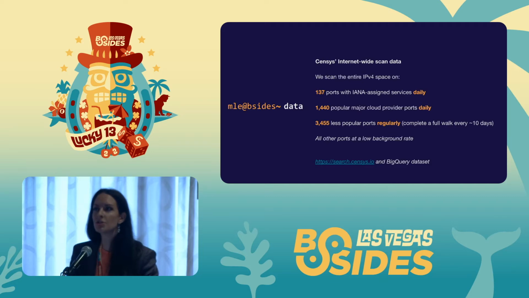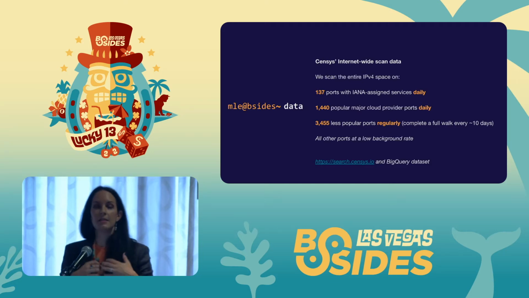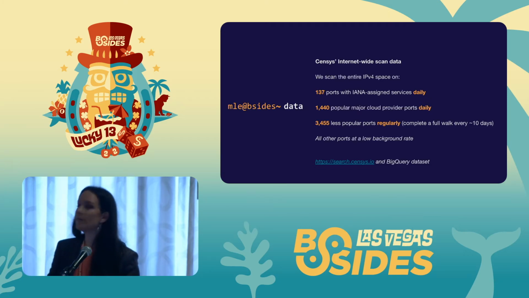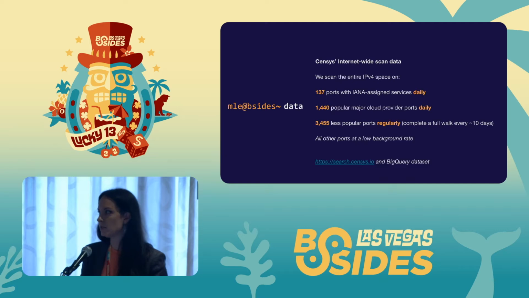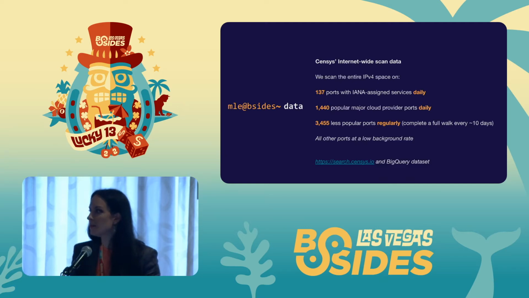But for now, let's just focus on the scan data itself. So Census scans the entire IPv4 space, and you can see kind of the breakdown of how we do that and how we prioritize different ports here. And this data is available at search.census.io, if you go there in your browser. And this is also in a BigQuery data set. So that's primarily what I'll be talking about and what I'll be using today for analysis purposes.